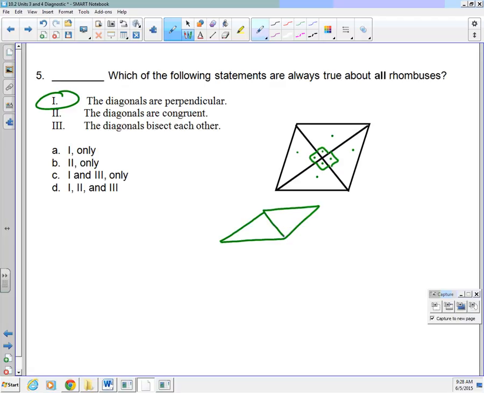And you'll see you have a short diagonal and a much, much longer one. So that's not correct. The diagonals bisect each other. That is true, and that's true of any parallelogram. So it doesn't just have to be a rhombus. It could be any parallelogram. And so choice 1 and 3 only is correct, choice C.